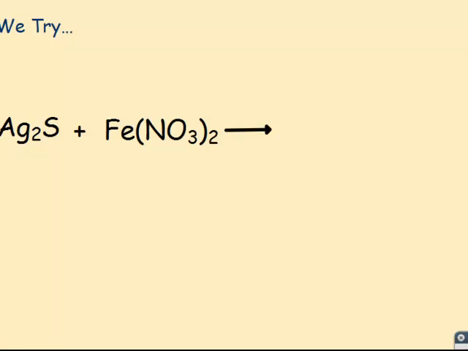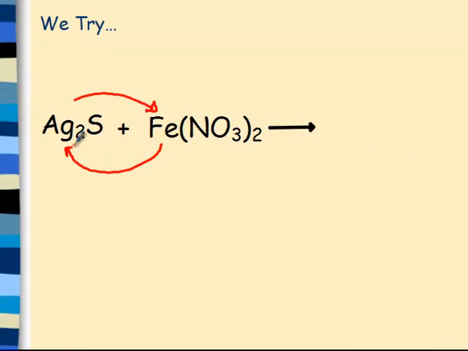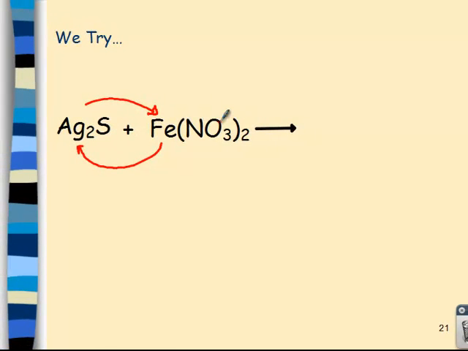All right, so we're going to switch. I usually look at it as just switching the first elements. So Fe is now going to go with S, but you could look at it as NO3 is switching too. You're going to end up with the same thing, just in the other order. I'll do them both. So Fe goes with S. Ag goes with NO3. So we have Fe with S, Ag with NO3.